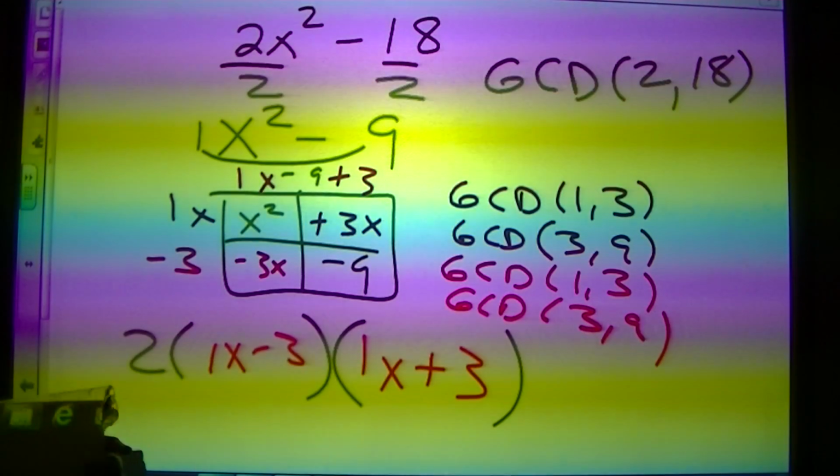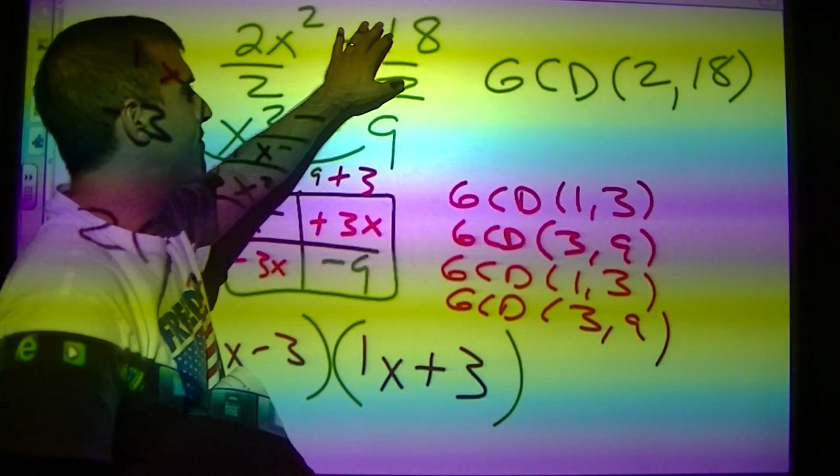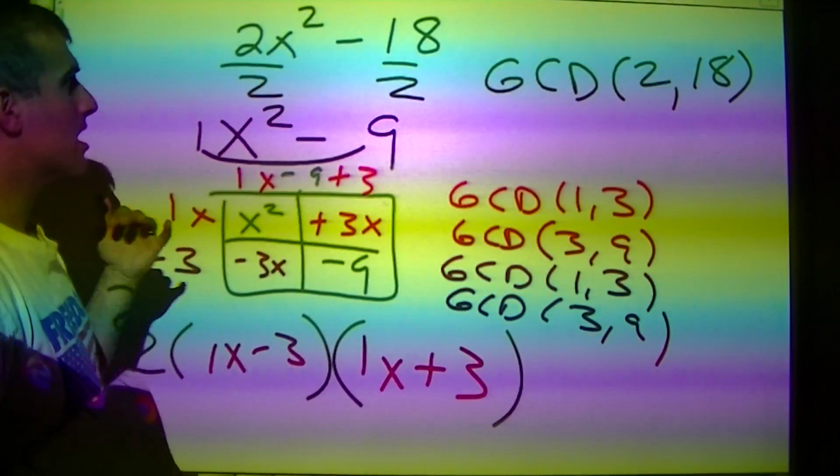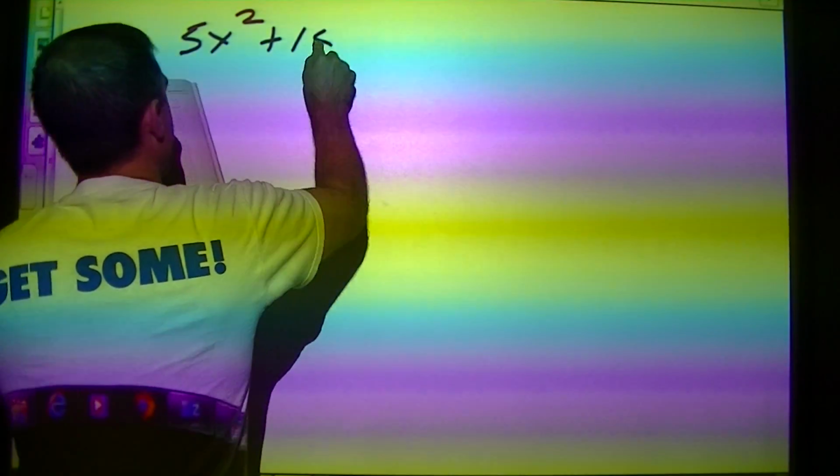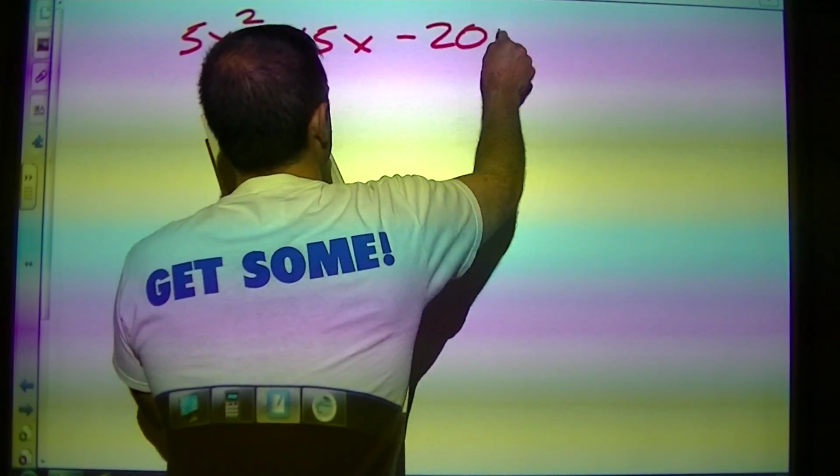What I recommend doing is, if you can see numbers that are divisible by 2, 3, you might want to try them at the beginning, all right? For instance, let me give you another problem. Let's say I had something like this. Let's say I had 5x squared plus 15x minus 200, okay?